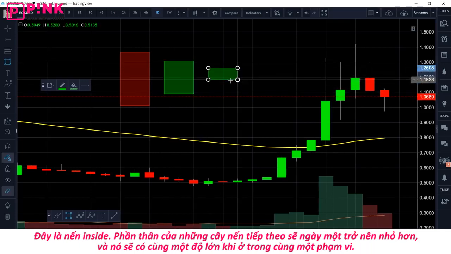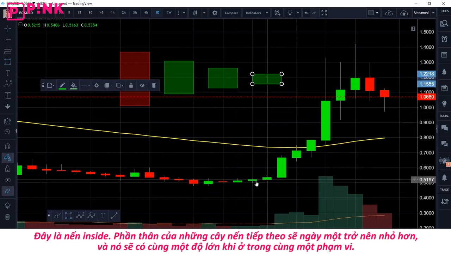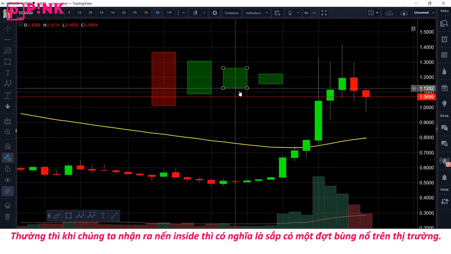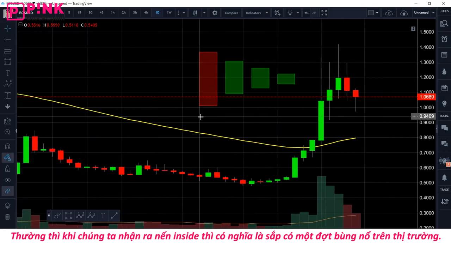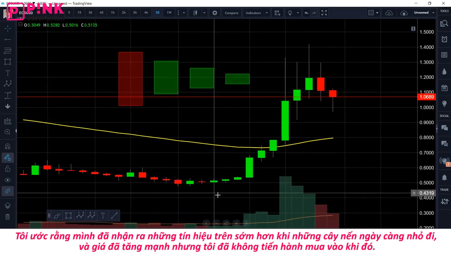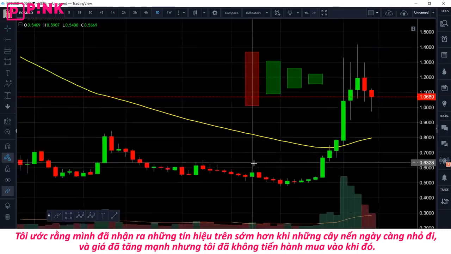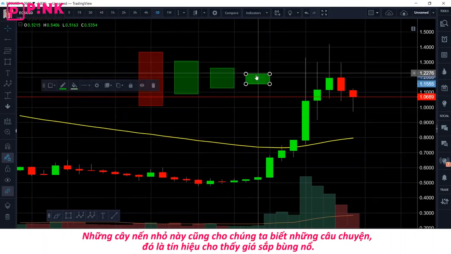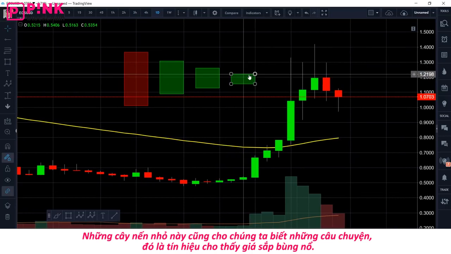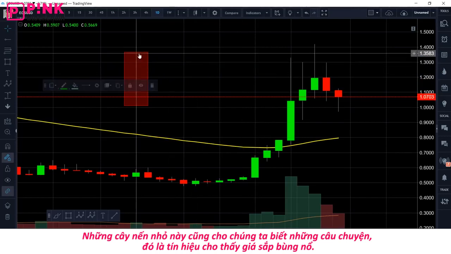The bodies are getting smaller and smaller and smaller, right? And they're kind of consolidating within the same range, okay? Usually what happens when you get inside candles that are forming is a breakout is going to occur. I really wish that I looked at these earlier because the candles were getting so much smaller, right? And they were just consolidating, just waiting for a breakout basically. And I should have bought into that, but I didn't. So these small candles tell a story as well, right? And the ones that get even smaller, right? Let's say you're on an uptrend and it keeps getting smaller and smaller, a breakout is definitely going to occur one way or the other.